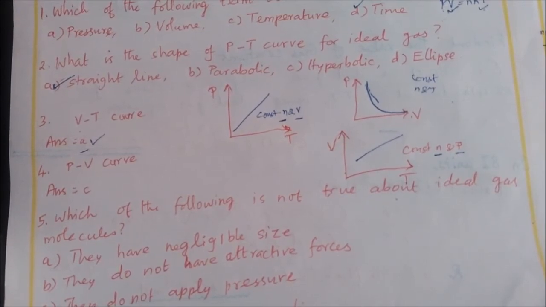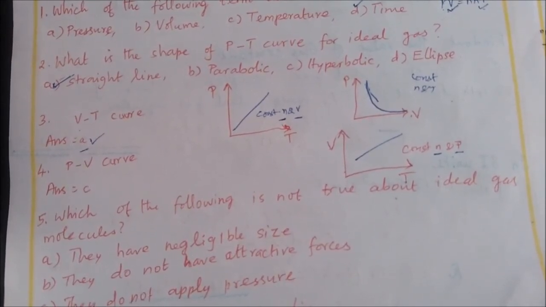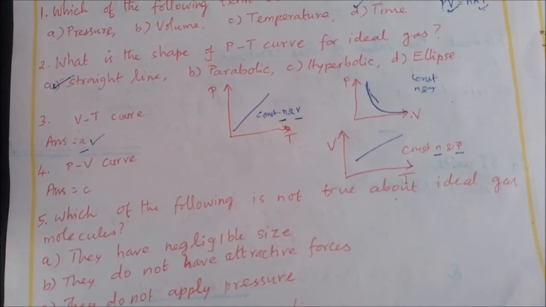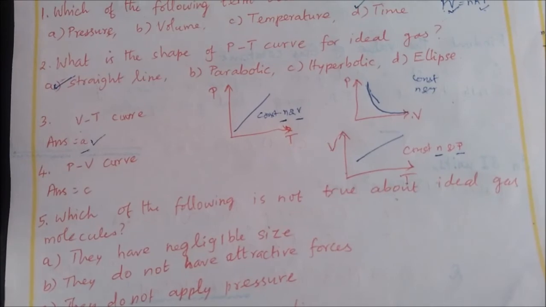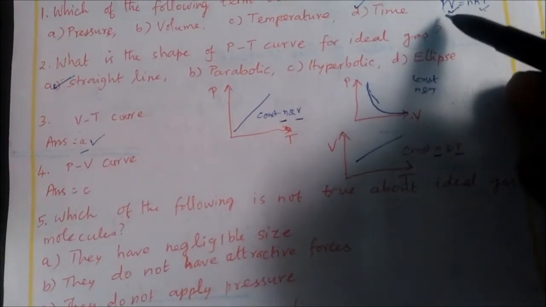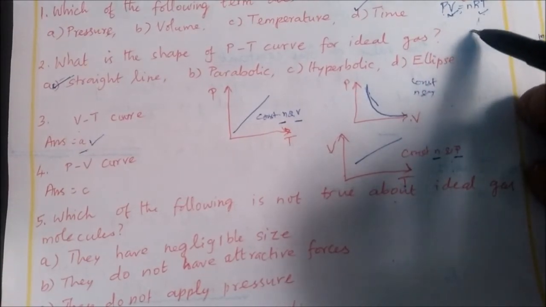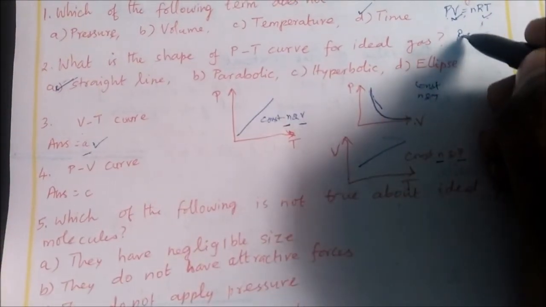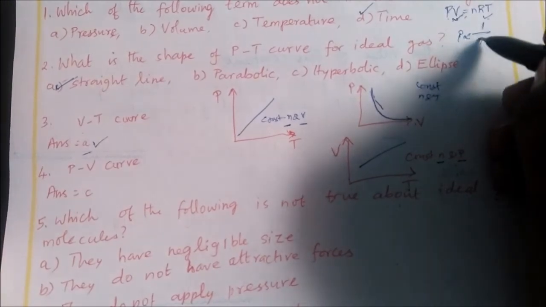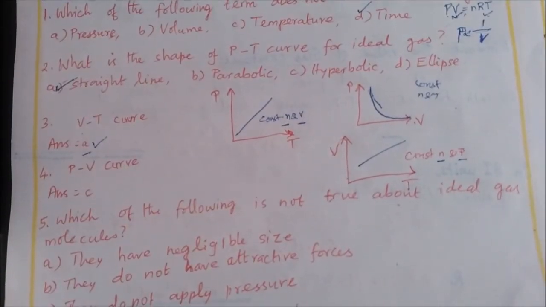Next question also falls under the same concept. What is the shape of the pressure and volume curve for an ideal gas? Option A, straight line. Option B, parabolic. Option C, hyperbolic. Option D, ellipse. We should know how volume and pressure are related. If we take the volume across the equal symbol, we get 1 by V. P is proportional to 1 by V. So both variables, pressure and volume, are inversely related.